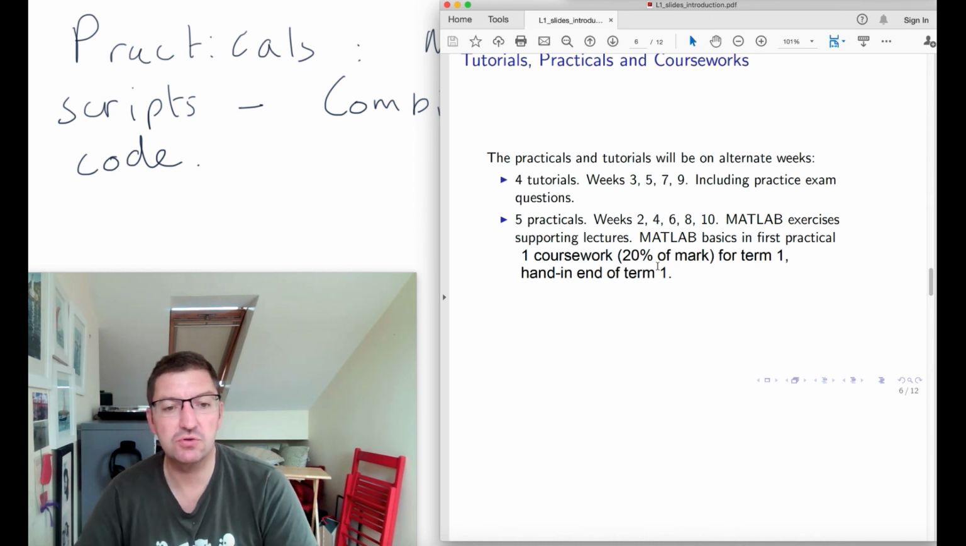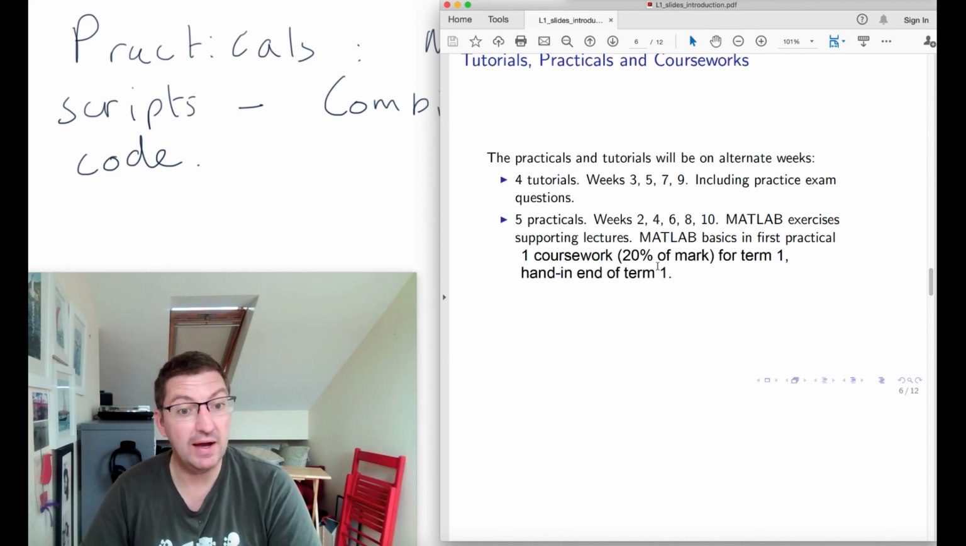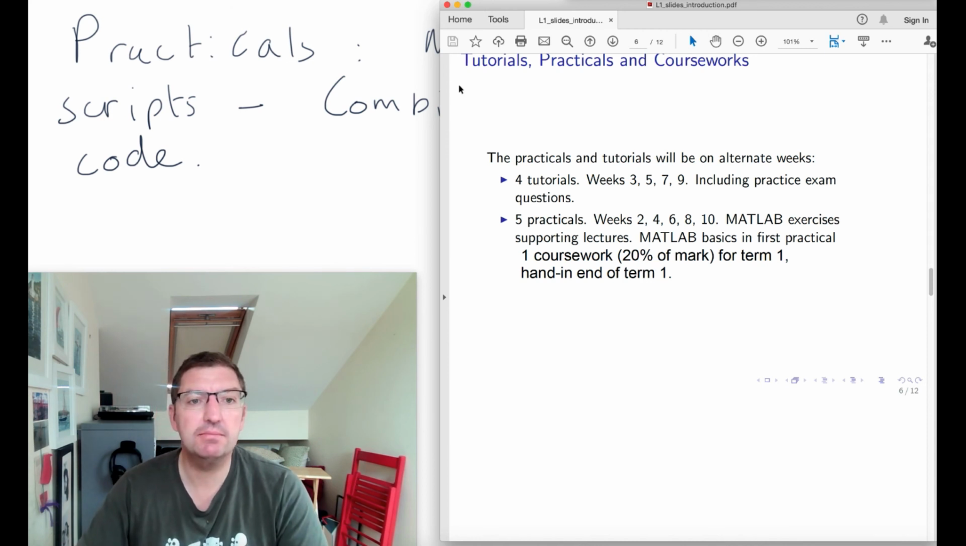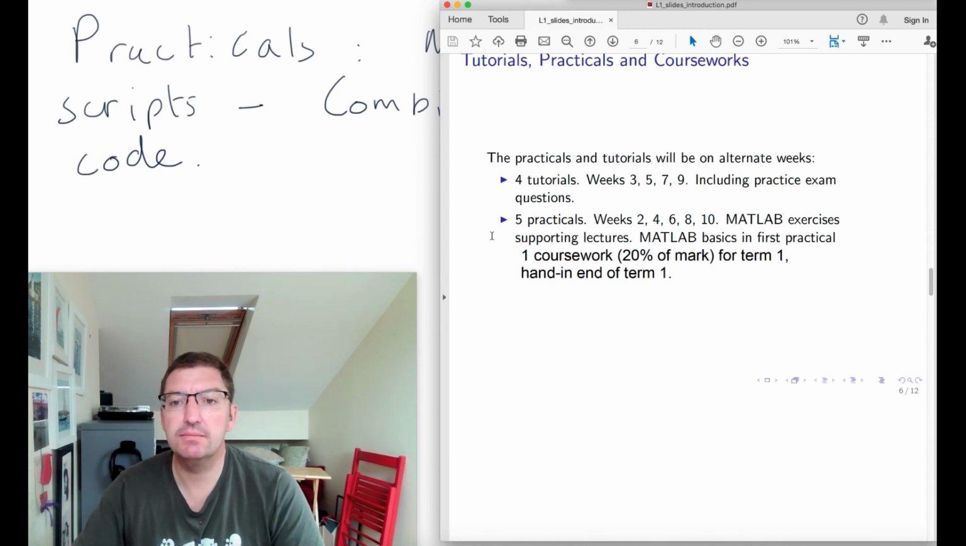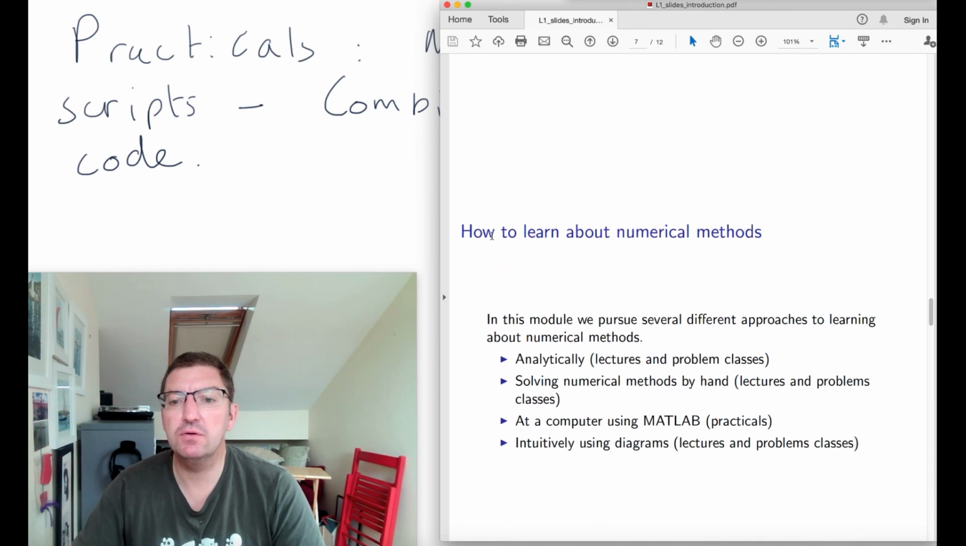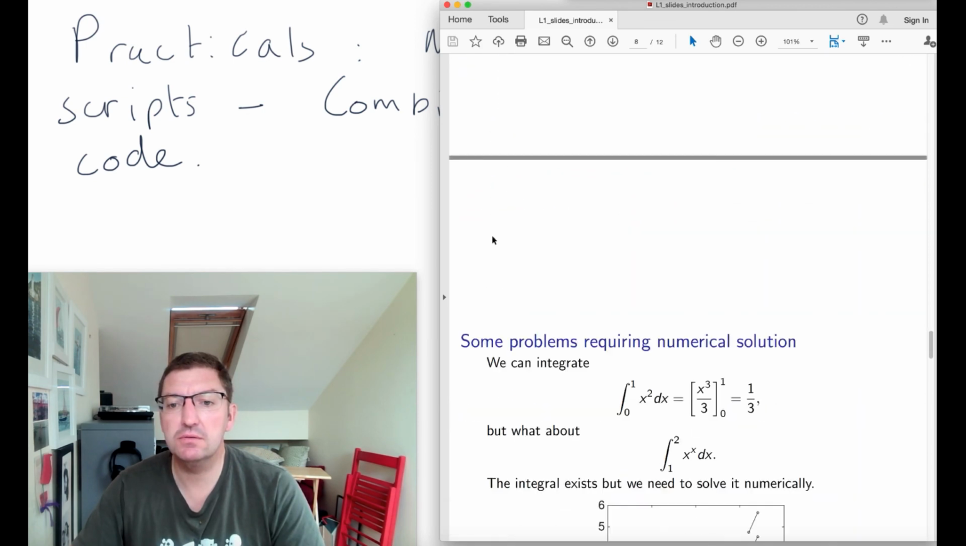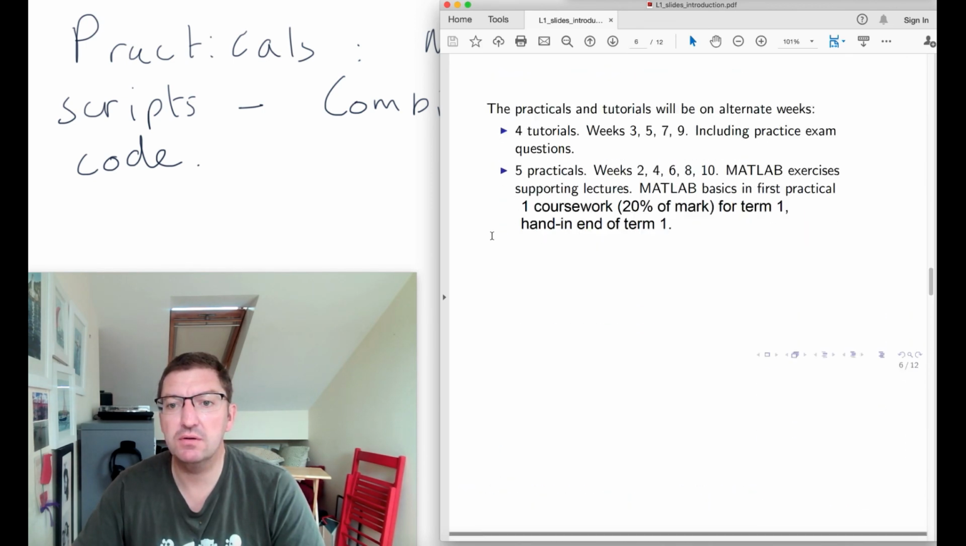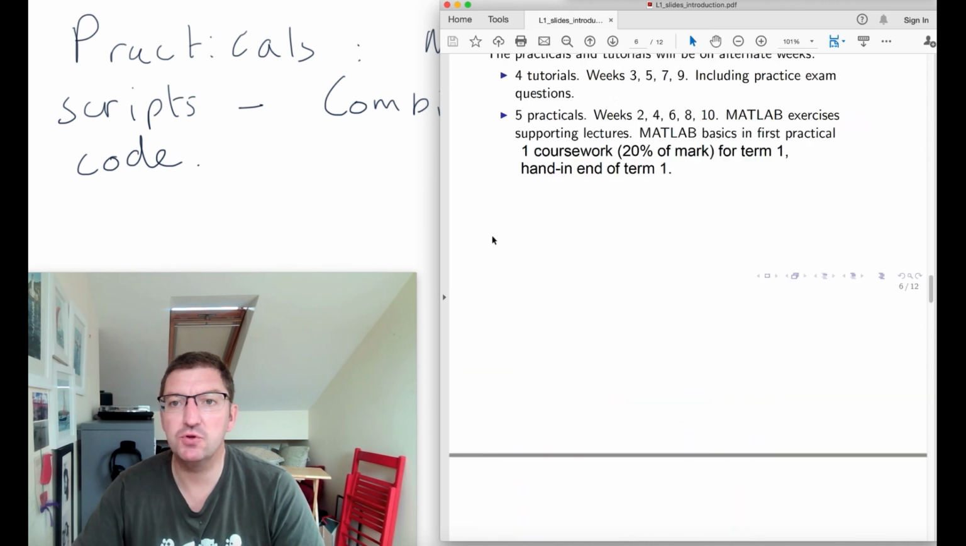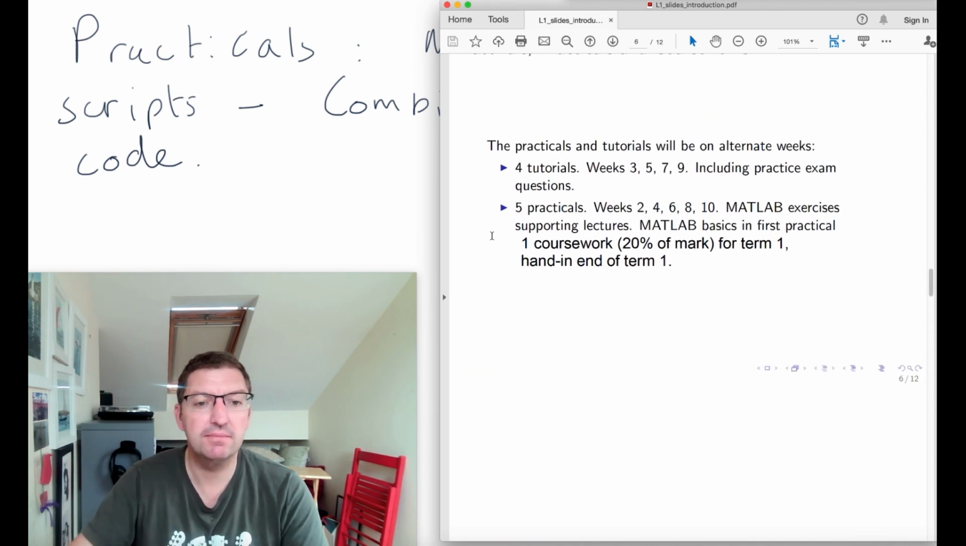We don't do the practicals in term 2. We allow you to be a bit more independent, so do take advantage of the practical input in term 1. Then we move on to how we learn about numerical methods, which will be the topic of the next video.